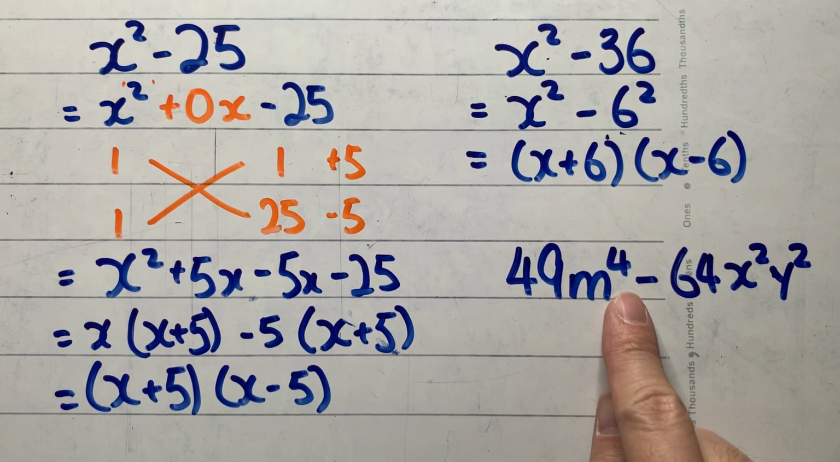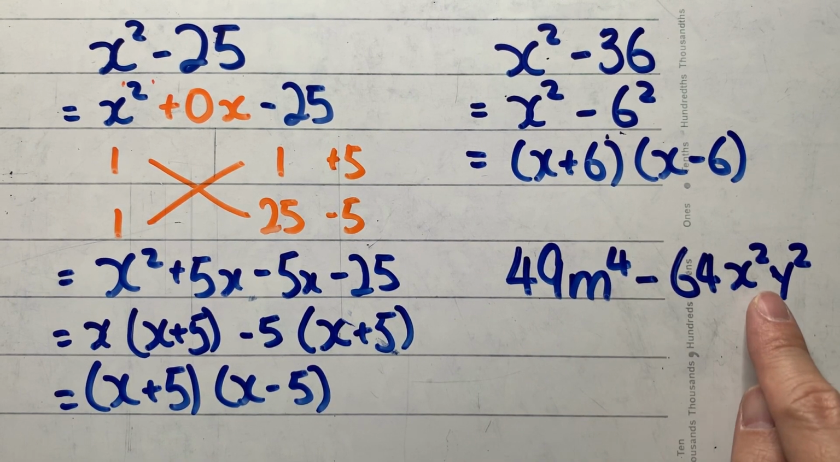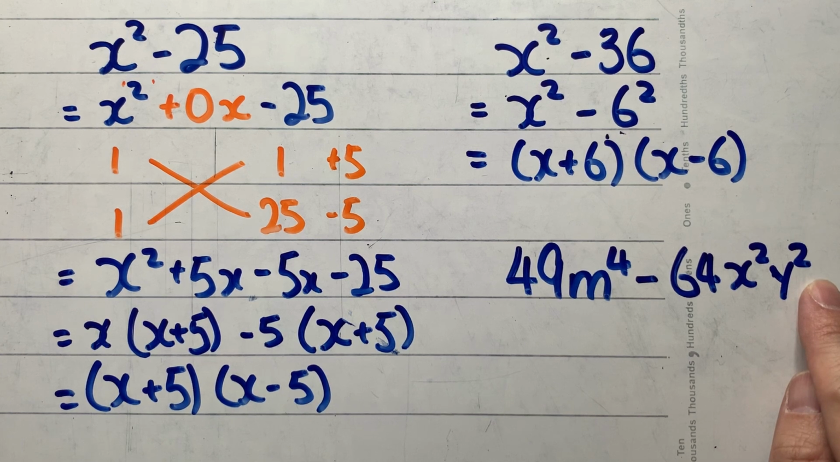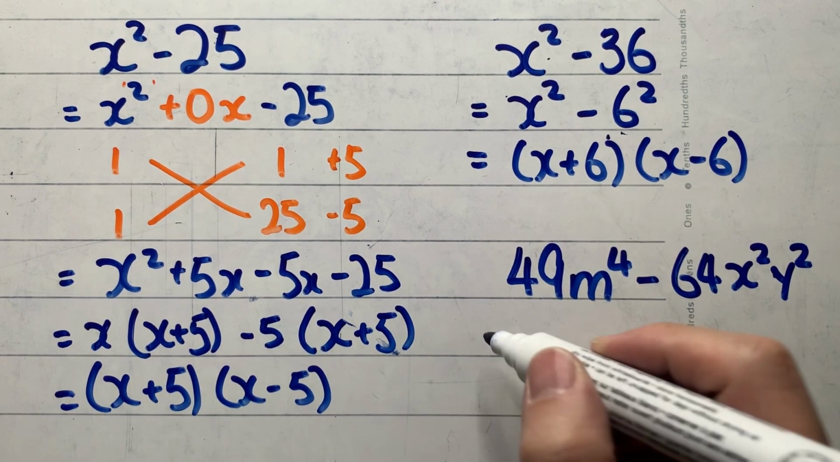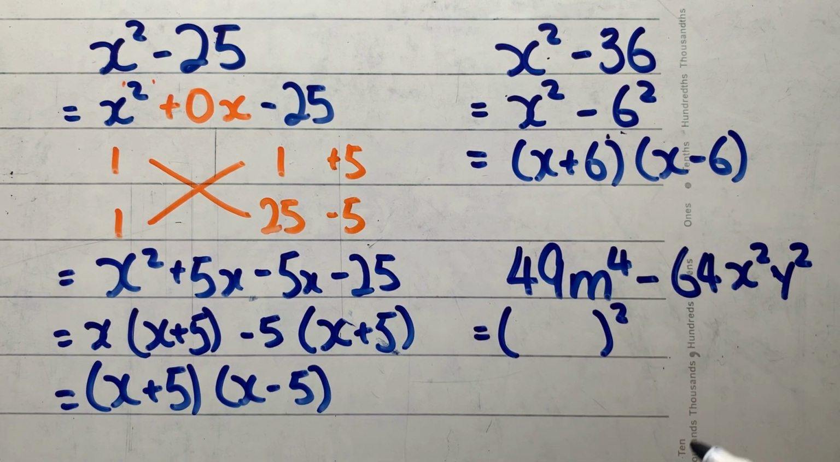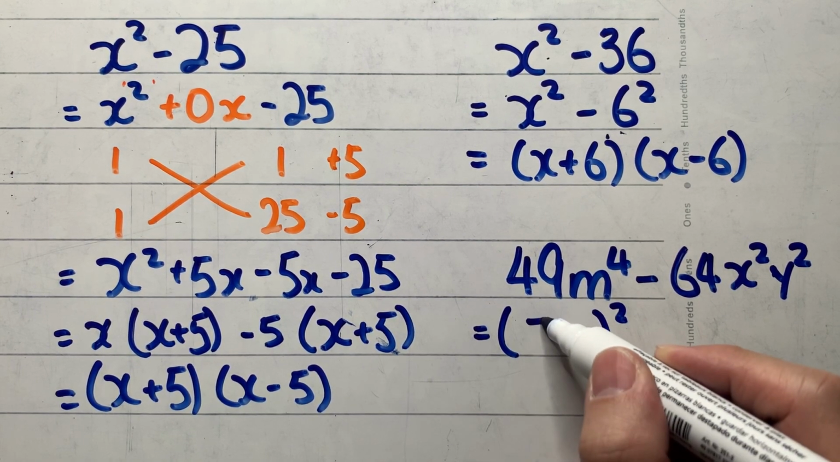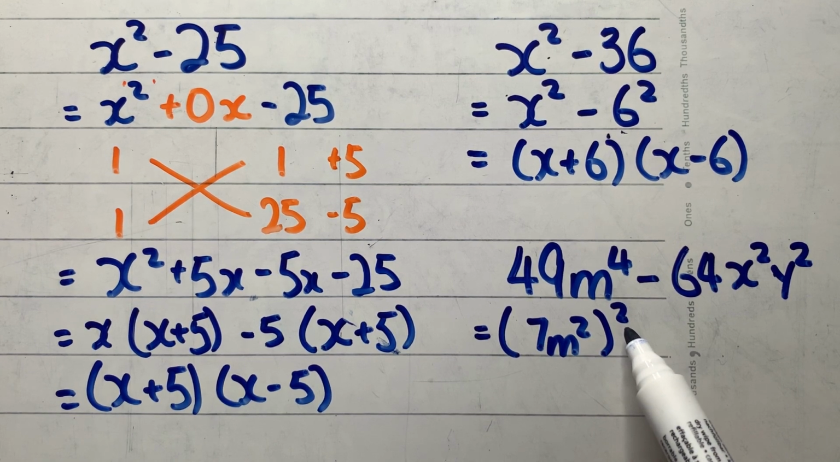And then you look at all the exponents. Are they all even? This is a 4. That's good. This is a 2. That's good. This is a 2. Also good. And this number 64 is also a perfect square. So that means the first term, you can turn this into some kind of square. In this case it is 7m squared times 7m squared, 7m squared all squared.